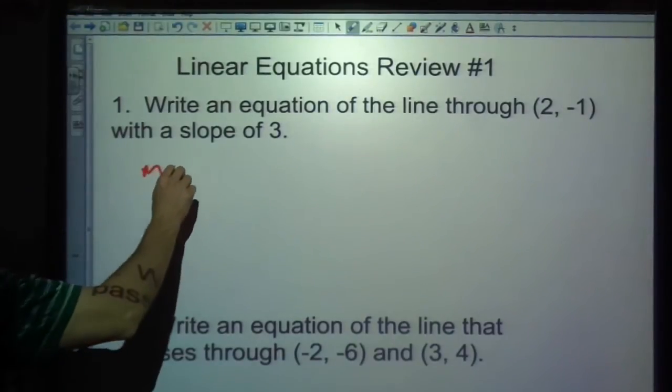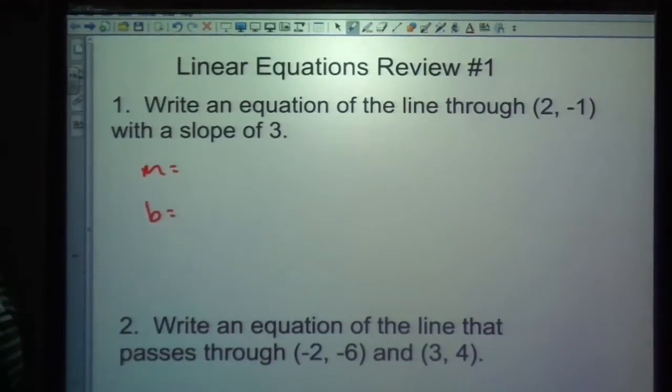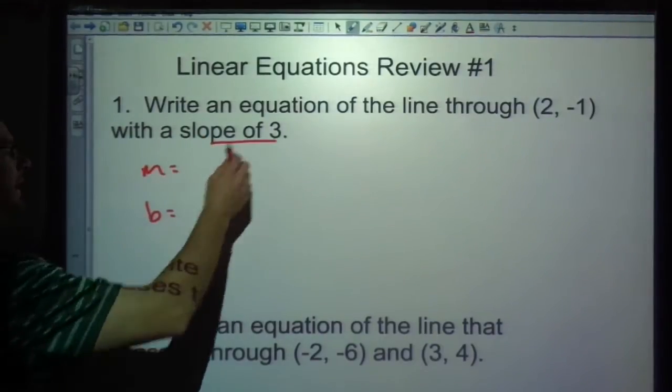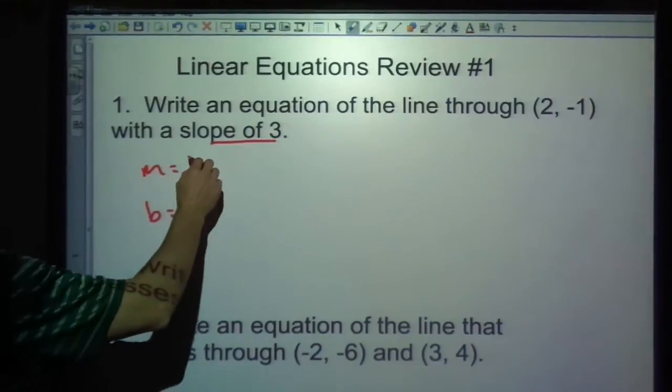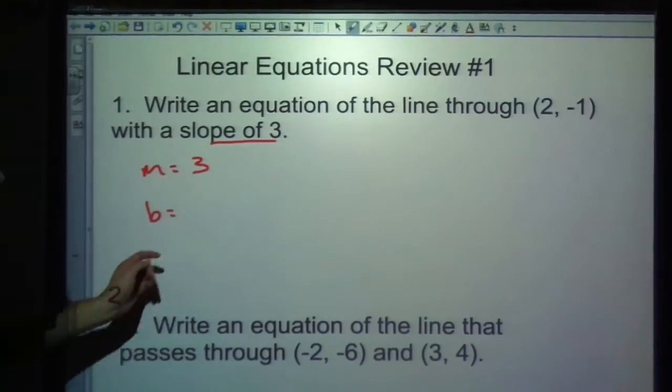We need m and we need b. That's the guiding principle every time we're doing a linear equation. In this one, they give us the slope. That is rise over run. That is m. What we need to find is b.